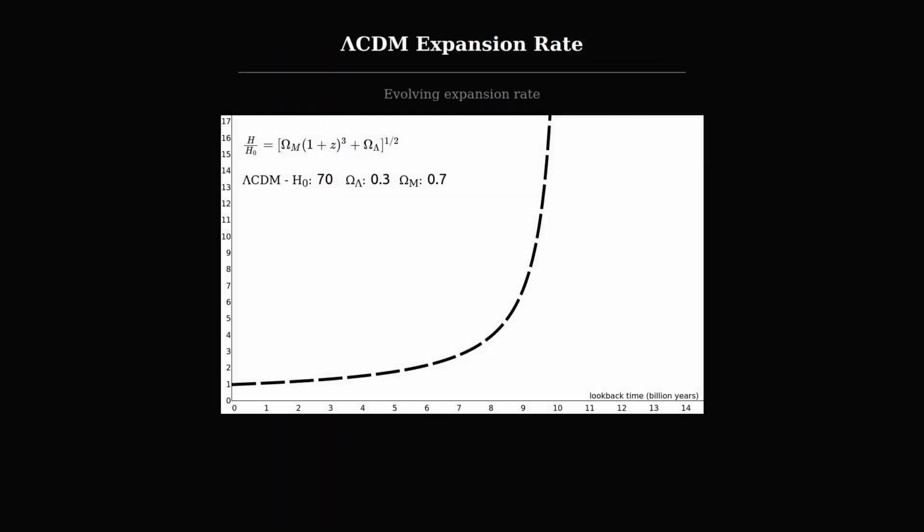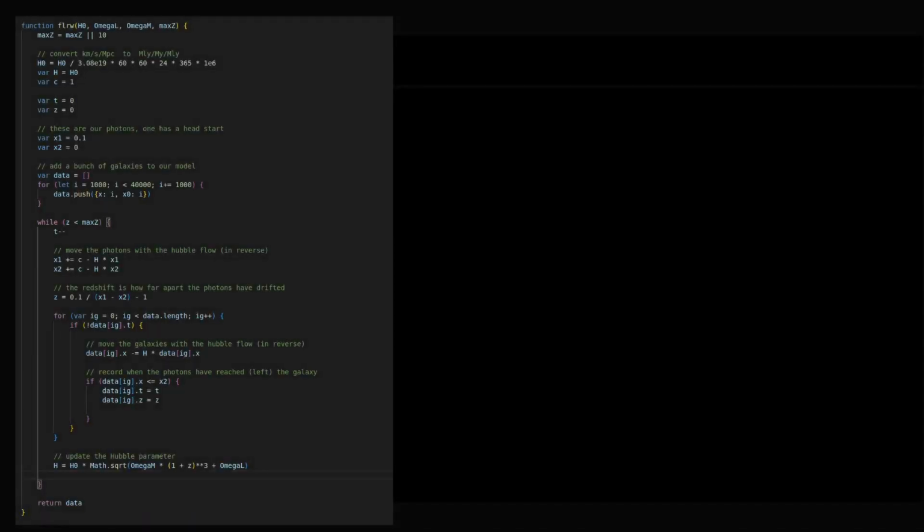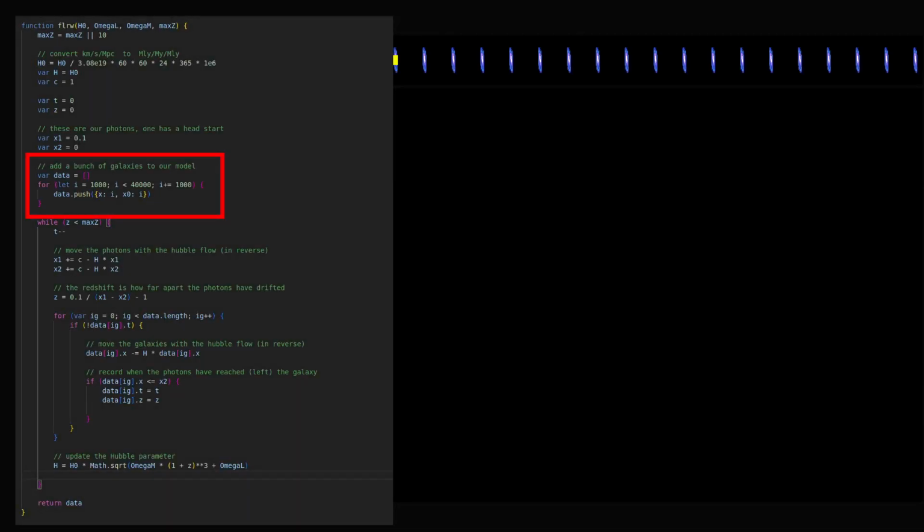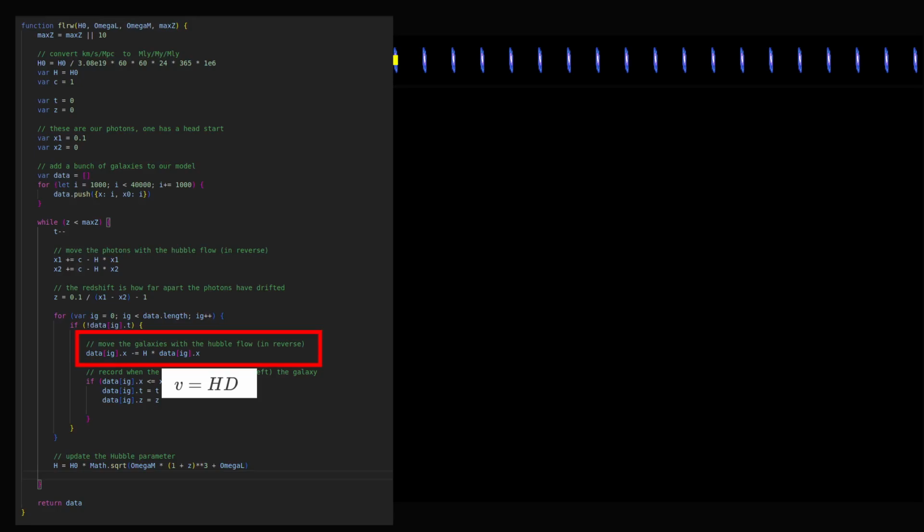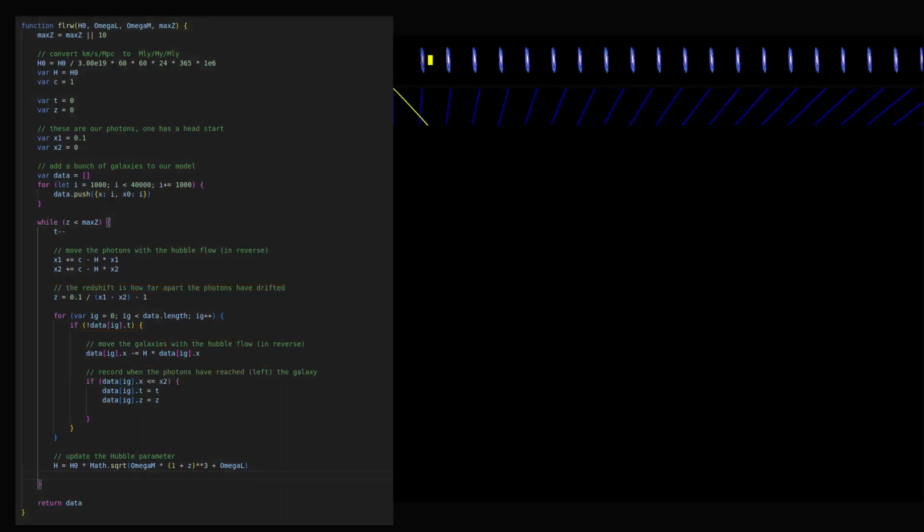A lot faster. To understand what's going on, let's look at the model, which puts galaxies 1 billion light years apart and then puts them in motion. They're going to move towards each other because we're going to go backwards in time. They move at HD, and then there's going to be a minus sign there. Now, we're going to put some light in the model, and that's going to move at c minus HD. So the same thing, but at the speed of light.